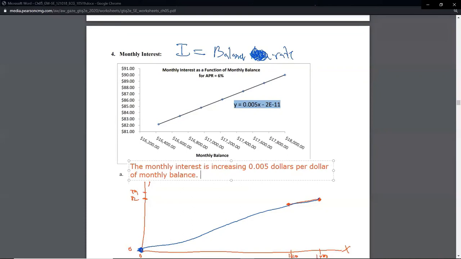So $10 would get you 5 cents. $100 would give you 50 cents. $1,000 would get you $5. That's what this model goes to. We'll talk about this 2e to the minus 11 next time.